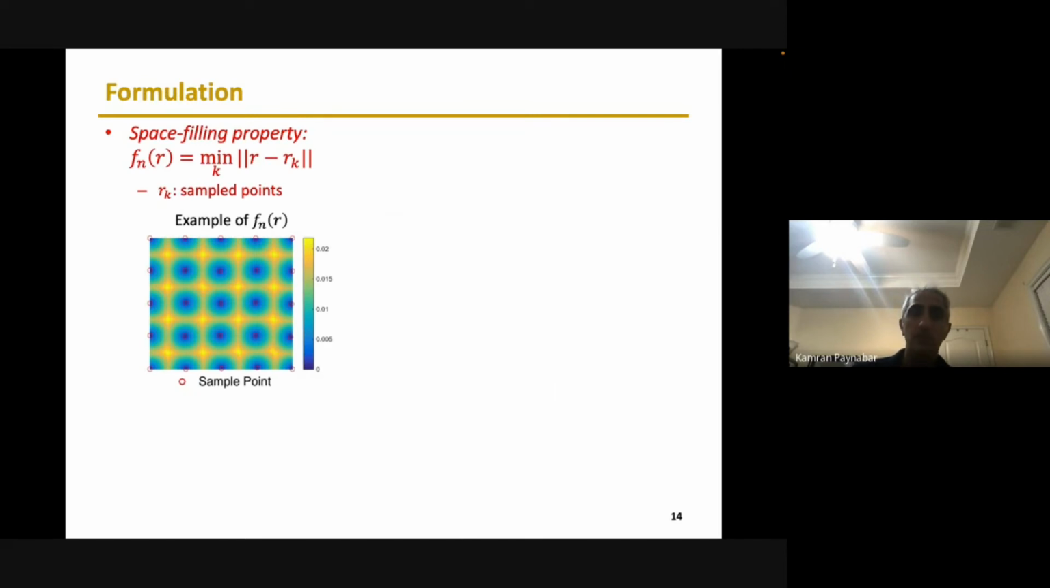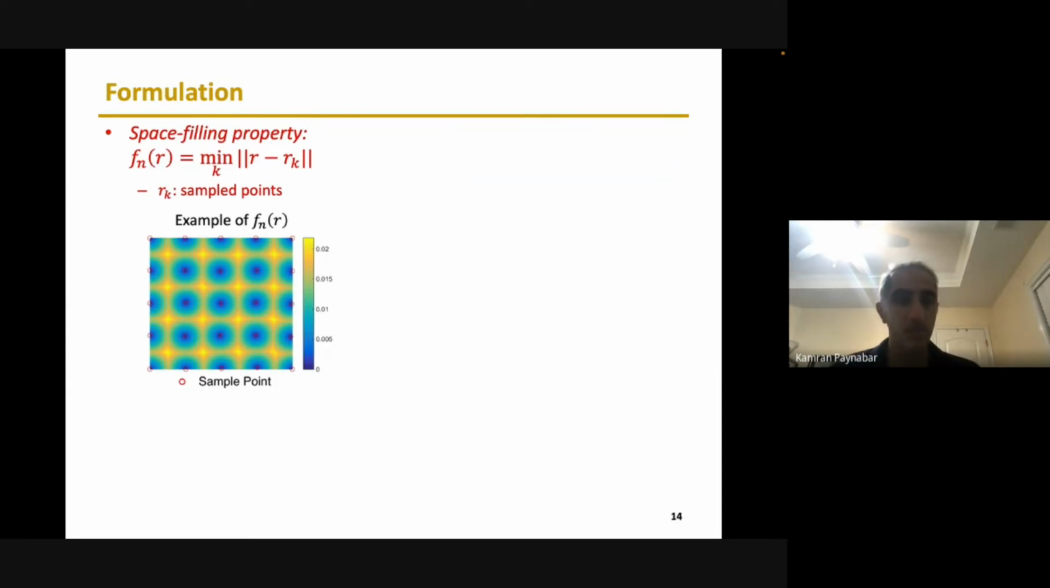So let's start with this balance between exploration and exploitation. The first thing that we do is a space filling property, or a space filling design. Basically, we are using a space filling function.